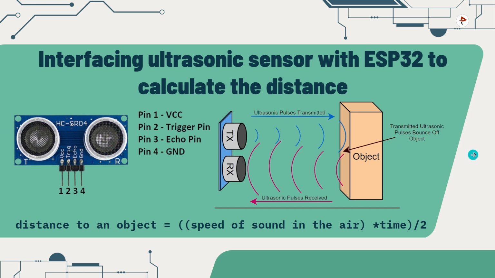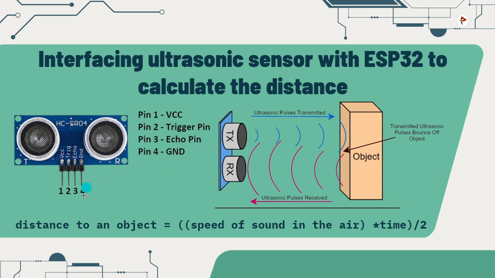So how does this actually work? The ultrasonic transmitter, which is the trigger pin, emits a high frequency sound. The sound travels through the air. If it finds an object, it bounces back to the module. The ultrasonic receiver, which is the echo pin, receives the reflected sound, which is nothing but the echo. So using the sound's velocity in the air and the travel time, we can calculate the distance to an object.